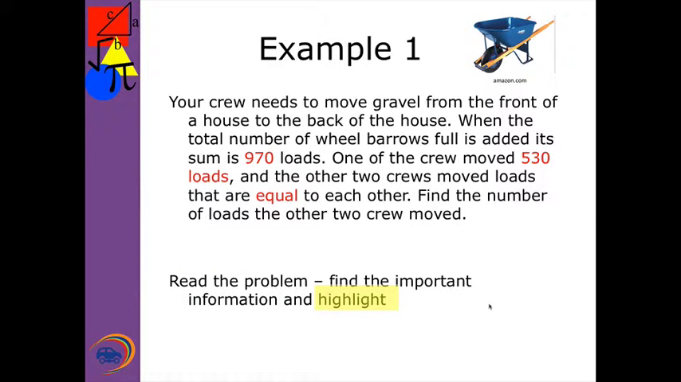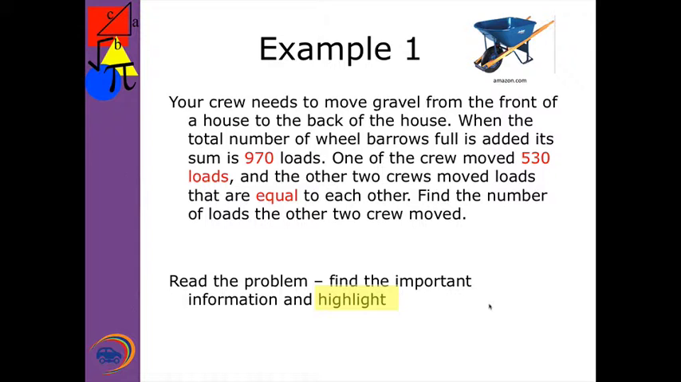All right, now here's what we need. On your note taker, fill in the missing numbers and the missing words that are in red. It says your crew needs to move gravel from the front of the house to the back of the house. When the total number of wheelbarrows full is added to its sum, its sum is 970 loads. One of the crew moved 530 loads. The other two crews move loads that are equal to each other. Find the number of loads the other two crews moved.